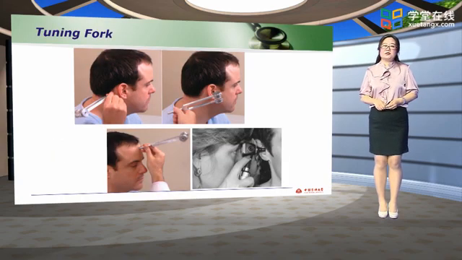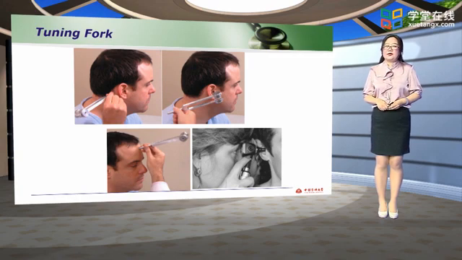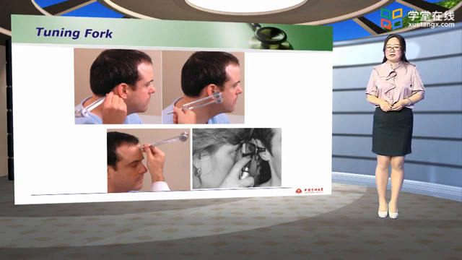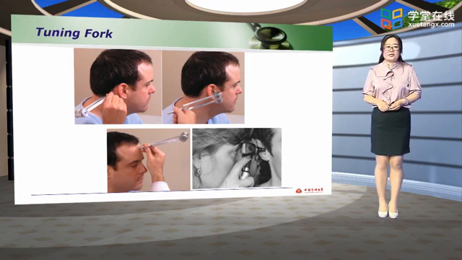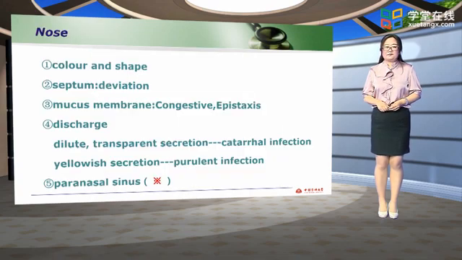We also can use the tuning fork to examine the conduction, including the air conduction and bone conduction. The last picture is an otoscope. We can use it to examine the middle ear and the inner ear.